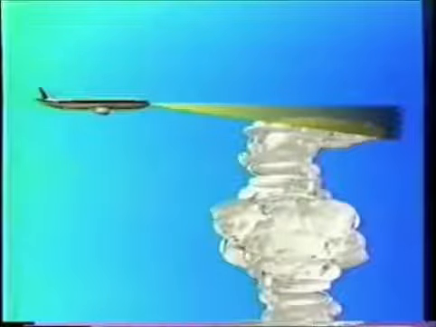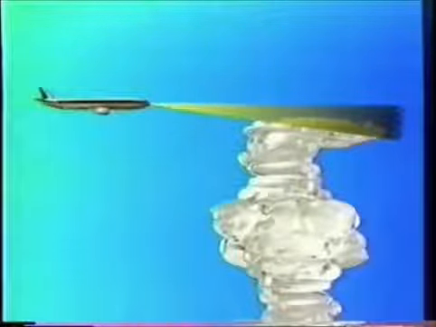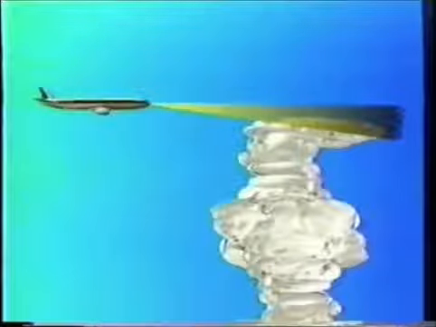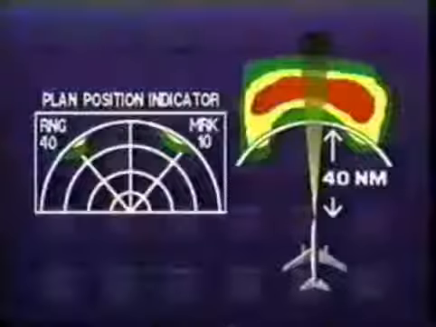If convective activity is high in your area of flight, it's a good idea to lower the beam from time to time to look for rapidly developing storms.